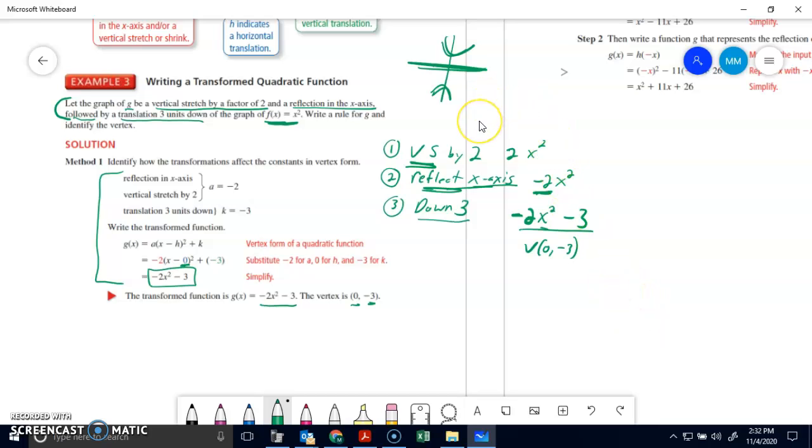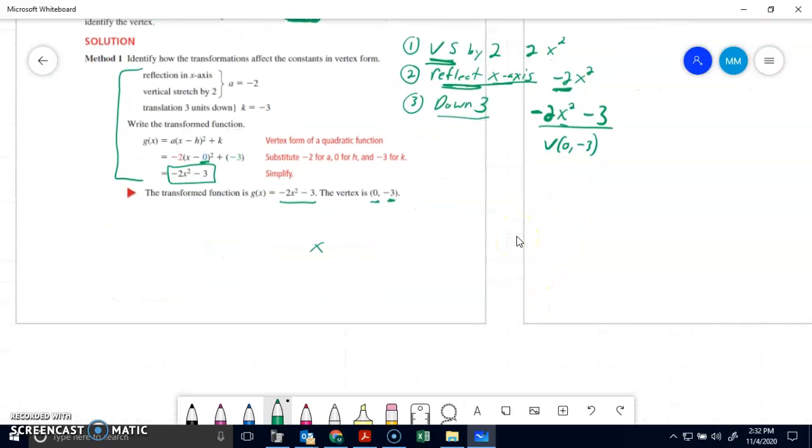Now usually if we start with a parent function of x squared, it's pretty easy to do. In fact, I'm going to do another one real quick. I just decided now. Let's say that I asked you to do a left 4 and then a vertical shrink by 1/3.